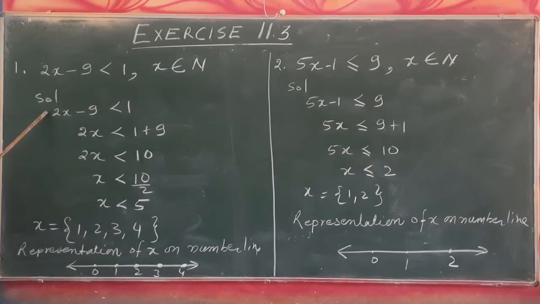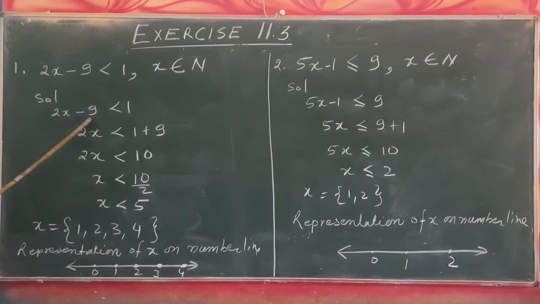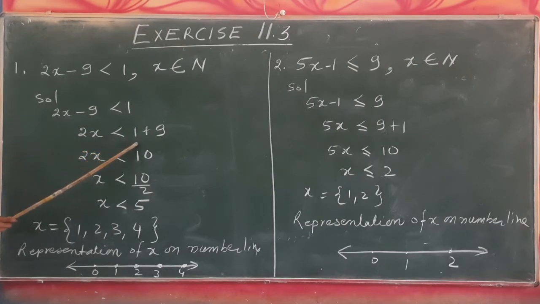Now take that inequation and start writing the solution. It is the same as an equation: 2x minus 9 is less than 1. 2x, on transposing the 9 goes to the other side, so plus 9, the sign will change. 2x is less than 10. So x is less than 10 upon 2, on transposing, 2 comes to the denominator. Now x is less than 5. So the solution set of x will be 1, 2, 3, 4.